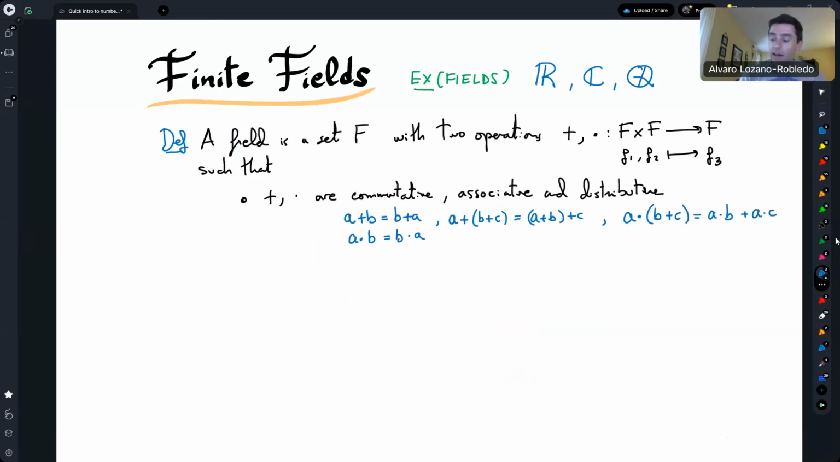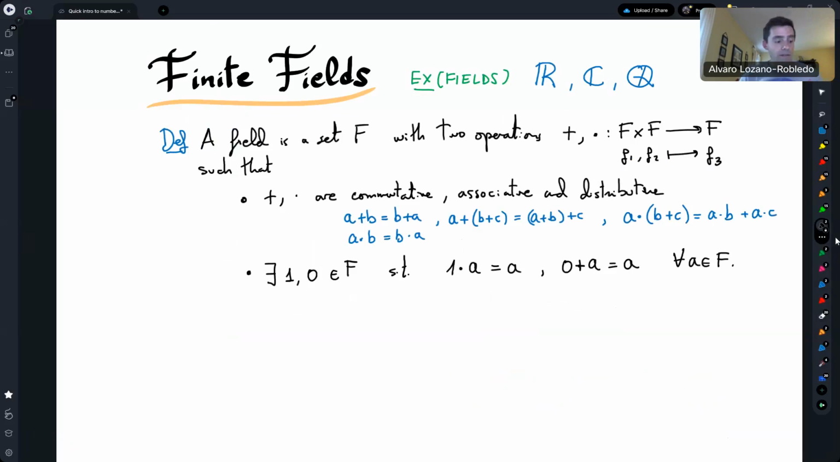Great. And moreover, a field needs two special elements. There's going to be a 0 and a 1 in your field, such that the 1 has the property that 1 times A is A for all elements A in F, and 0 plus A gives you A for all elements A in your field F.